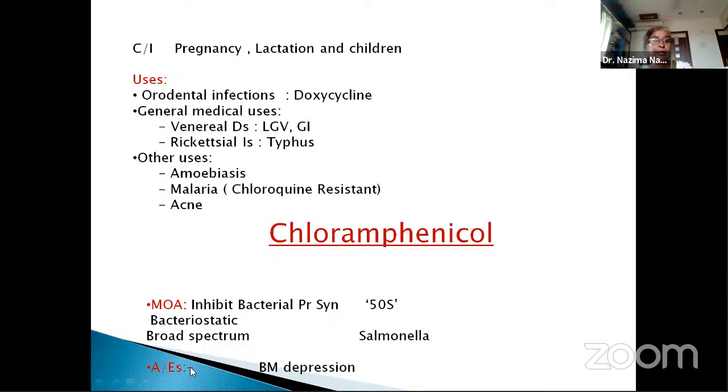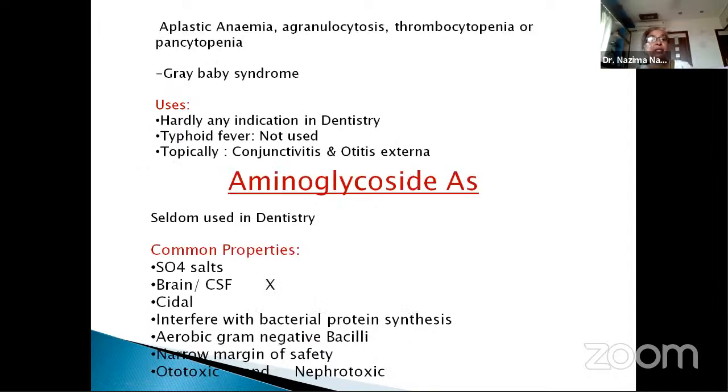Adverse effects are very important; they are the major side effects. It causes bone marrow depression, which is a serious side effect related to chloramphenicol. This is why the drug is not preferred nowadays: it could cause aplastic anemia, agranulocytosis, thrombocytopenia, or pancytopenia. Again, it causes gray baby syndrome when given to premature infants. It was earlier given in premature infants, which caused the death of the baby, so it is not preferred in premature infants nowadays.